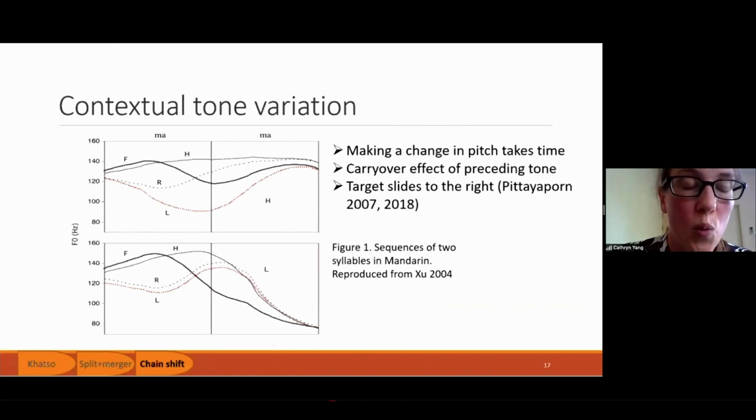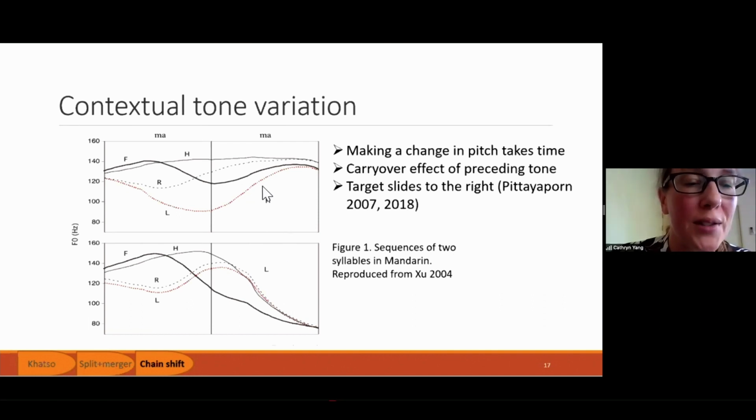So looking at figure 1, these are the F0 tracks for 2 syllable sequences in Mandarin. On the second syllable, the top right panel shows tone 1 in Mandarin, the high level tone, ma. The bottom right panel is tone 3, the low or dipping tone, ma.